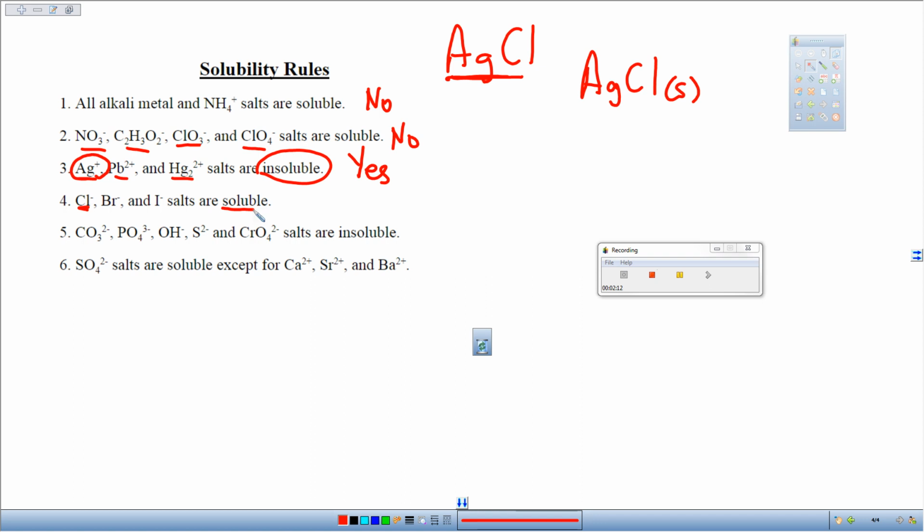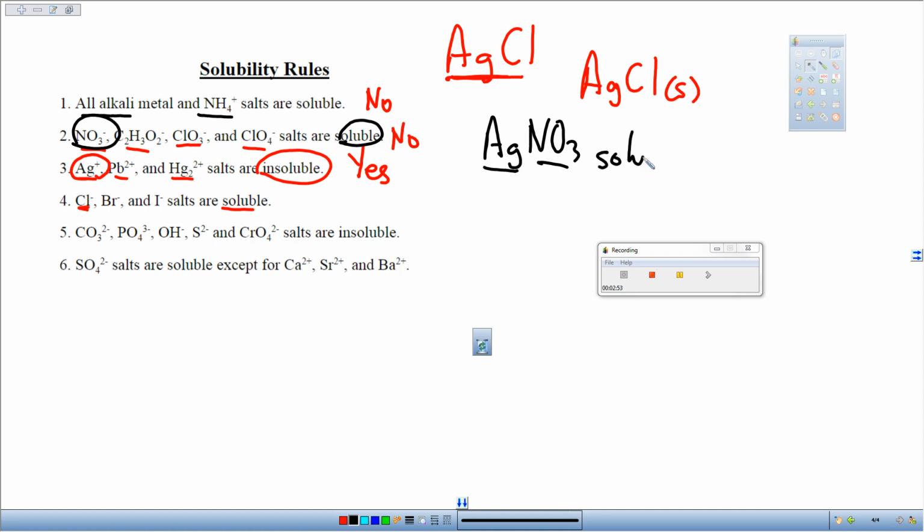Let's do another one. Let's try silver nitrate, AgNO3. Let's go through our list. With silver nitrate, is there an alkali metal, or is it NH4? Is that anywhere there? No, it's silver and nitrate. Is there a nitrate? Oh, look, NO3, yes. It says these salts are soluble. So that means this is soluble.